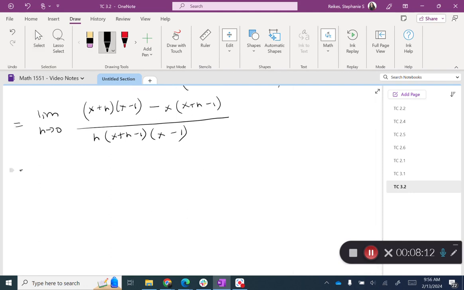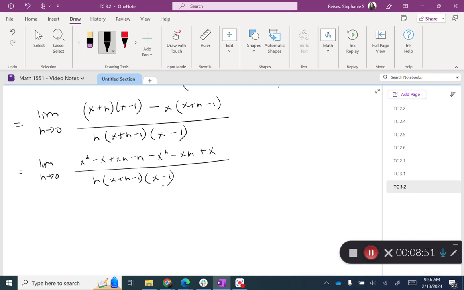So on the next line, this is going to be equal to the limit as h approaches 0, and I got a bunch of foiling and distributing to take care of. So what am I going to have? I'm going to have x squared minus x plus xh minus h. On the second term, don't forget your negative also needs to distribute with that x, so I'm going to have minus x squared, a minus xh, and a plus x, all divided by my denominator. And my denominator I'm just going to leave and hopefully aim to cancel some items out in just a second.